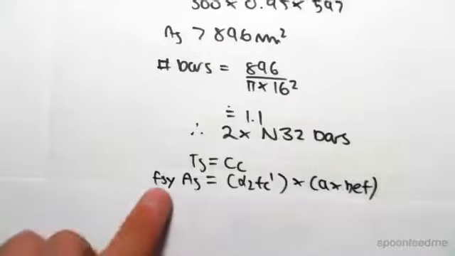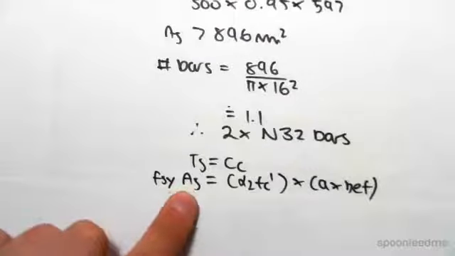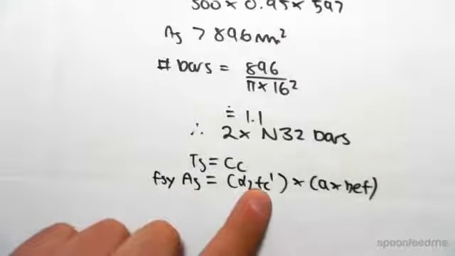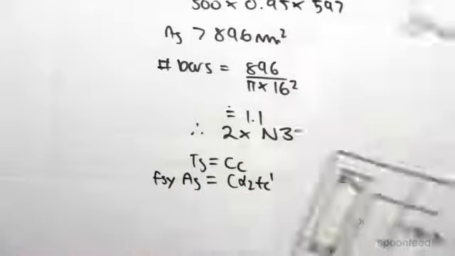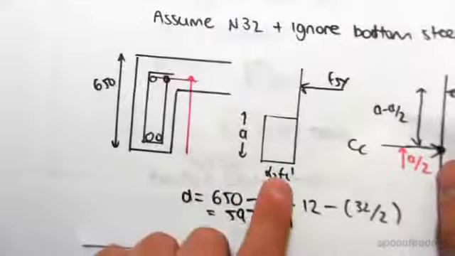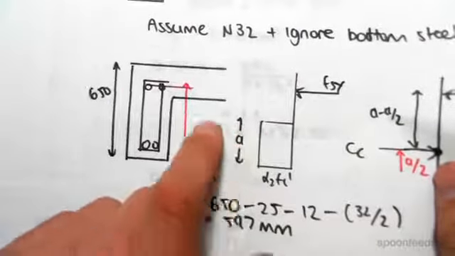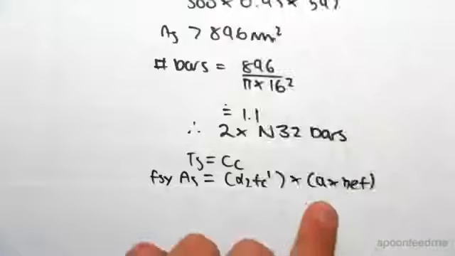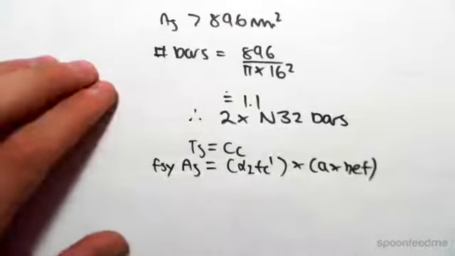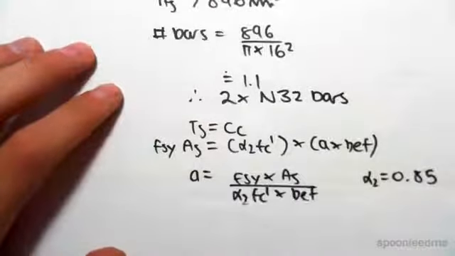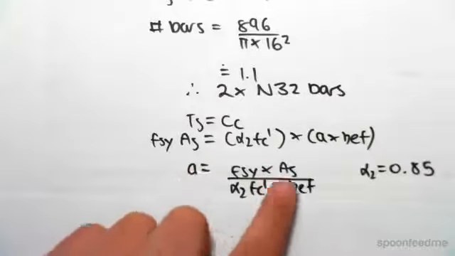This is the same as the yield stress of steel times the area of steel needs to equal alpha 2 f'c, that is the stress component of the concrete over here, times its area, which would be a times b effective. So a times b effective is the area. So rearranging for a, we get this formula over here.